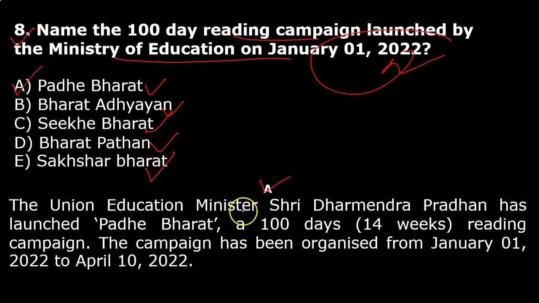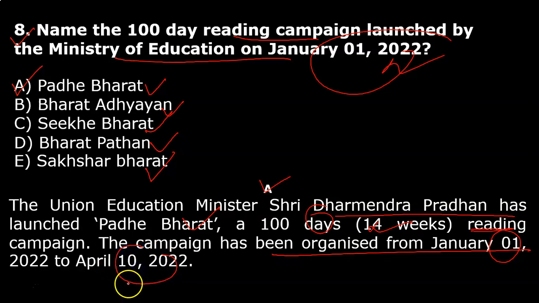This campaign was launched as Padhe Bharat, and the Union Education Minister Shri Dharmendra Pradhan has launched this Padhe Bharat, 100 days or 14 weeks reading campaign. The campaign has been organized from 1st January 2022 to April 10, 2022.